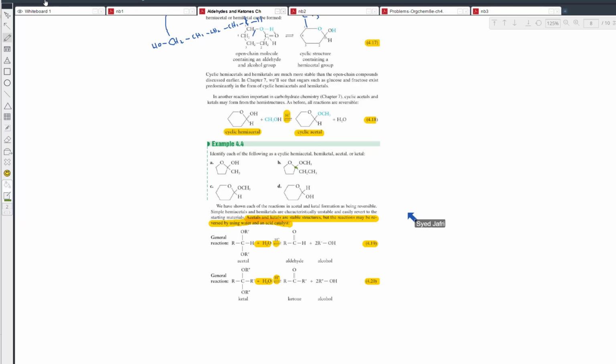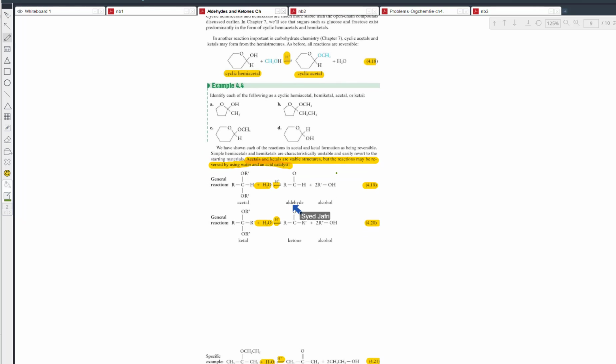Cyclic ketal. Ketal, you're right. Okay, what about this one, C? I see an H there, so it's telling me it's an acetal, and it's cyclic. I don't see any OH, so it's not hemi. So it's got to be a cyclic acetal. What about this? I see an OH and H, so it's a cyclic hemiacetal. You're right, because oxygen is here, OH is here.